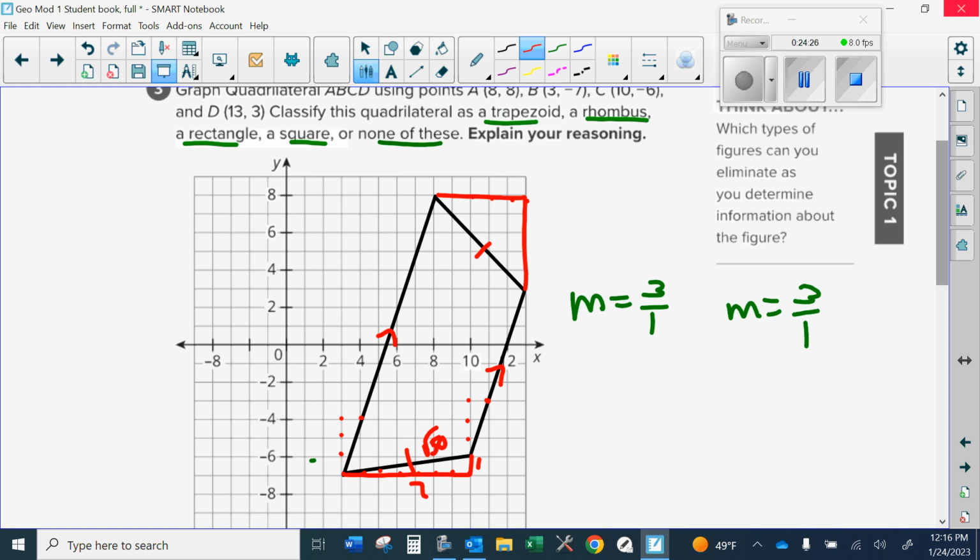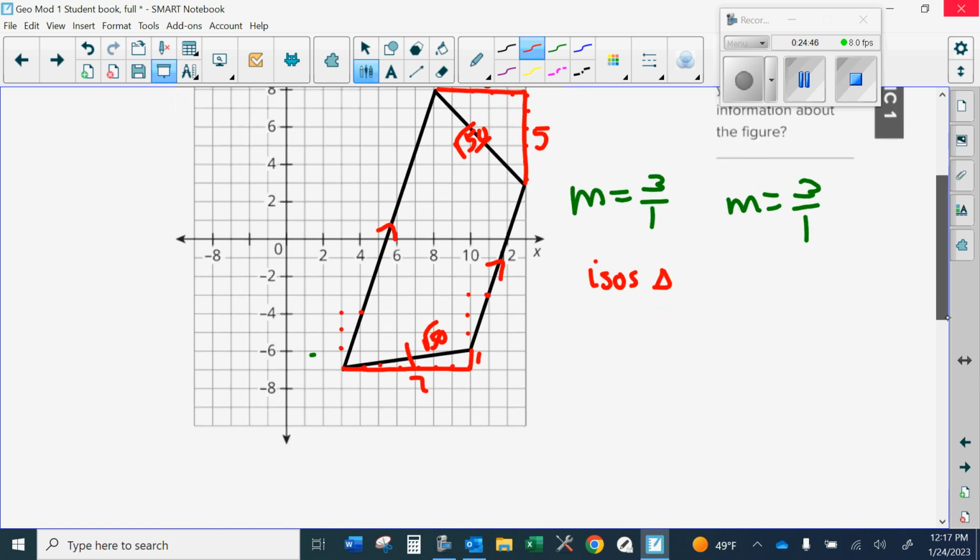Here, what do we have? 1, 2, 3, 4, 5, and 1, 2, 3, 4, 5. 25 plus 25 is 50. So it's the square root of 50. So yes, those are congruent. So that technically is an isosceles trapezoid. They didn't ask for that, so we can just say it's a trapezoid, but technically it's an isosceles trapezoid, if you want to be more specific, because those two legs are congruent.